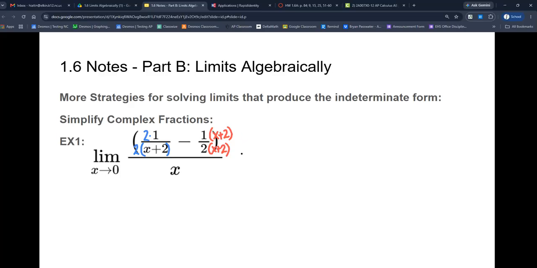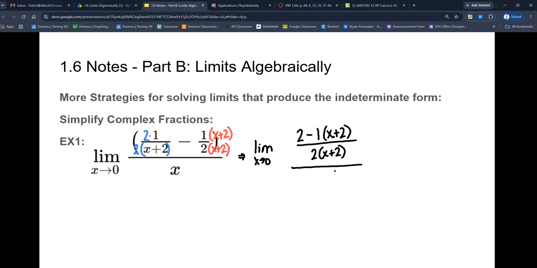Okay, so this is going to be the limit as x approaches 0. We're supposed to hold on to that limit notation. I'm going to do it this way. 2 minus, I'm going to keep this 1 times x plus 2 for one important reason right here. And then since these have the same denominator, I'm just going to write it once. 2 times x plus 2.